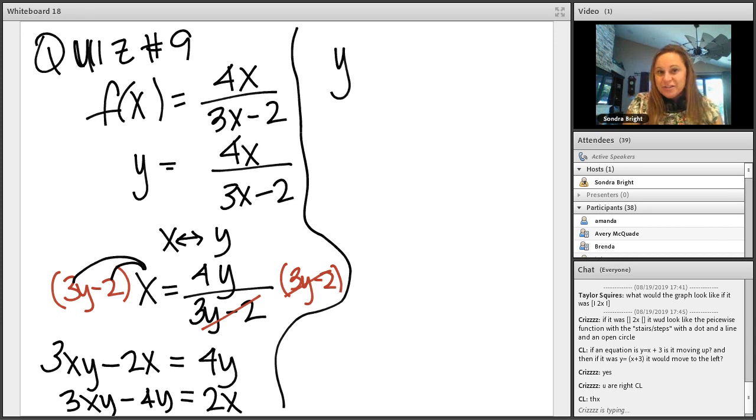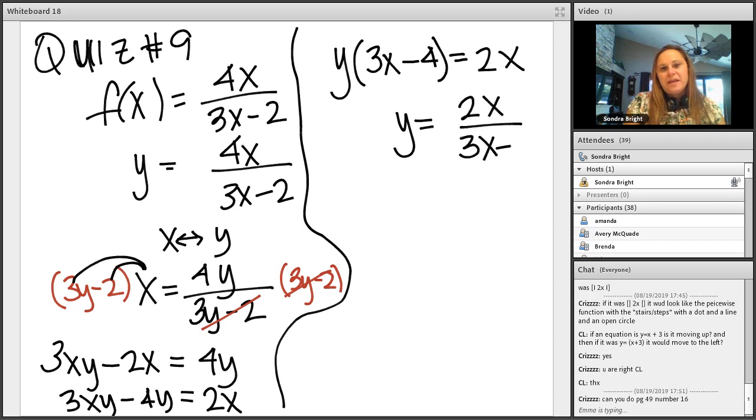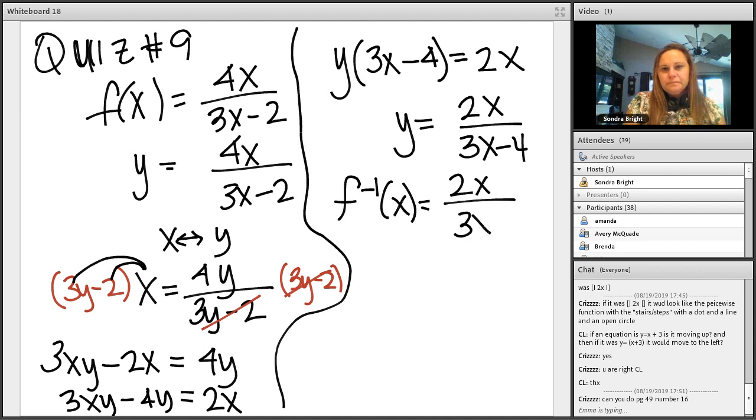Because now I can factor out the y that's in common to both of those terms, and I'm left with a 3x minus 4, and then dividing both sides by the 3x minus 4 will give you 2x over 3x minus 4. And then, of course, write your inverse notation. So that was the answer I came up with.